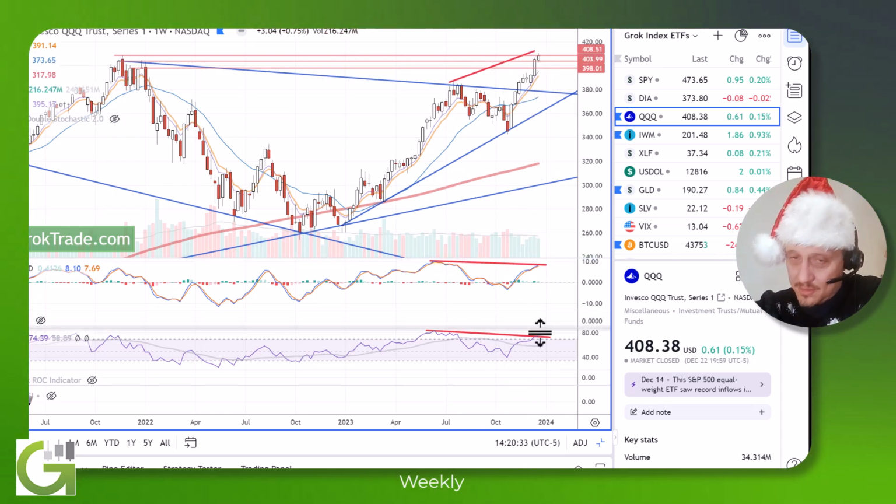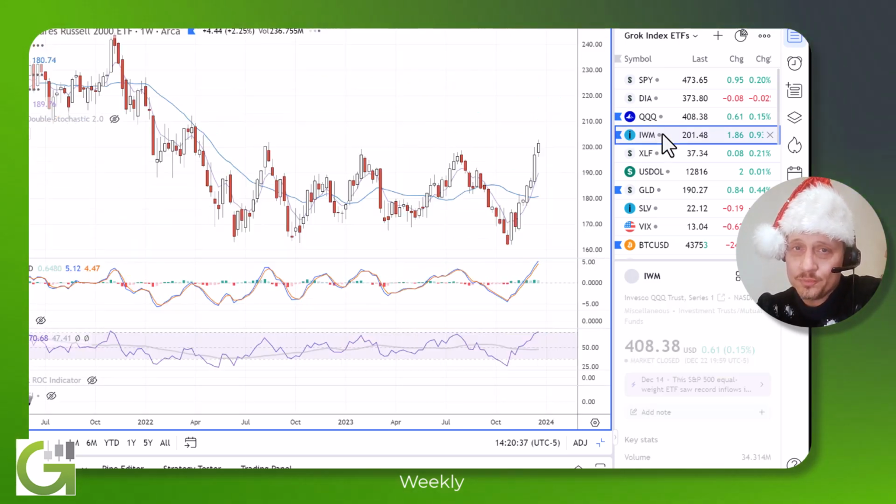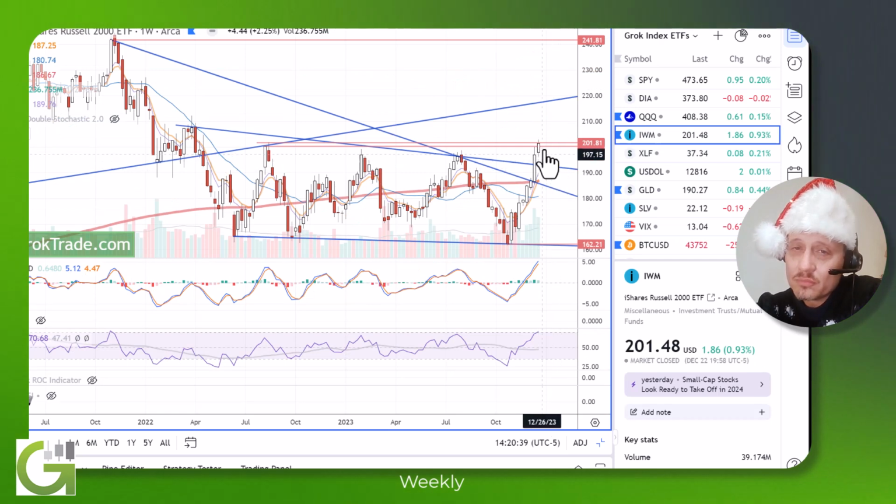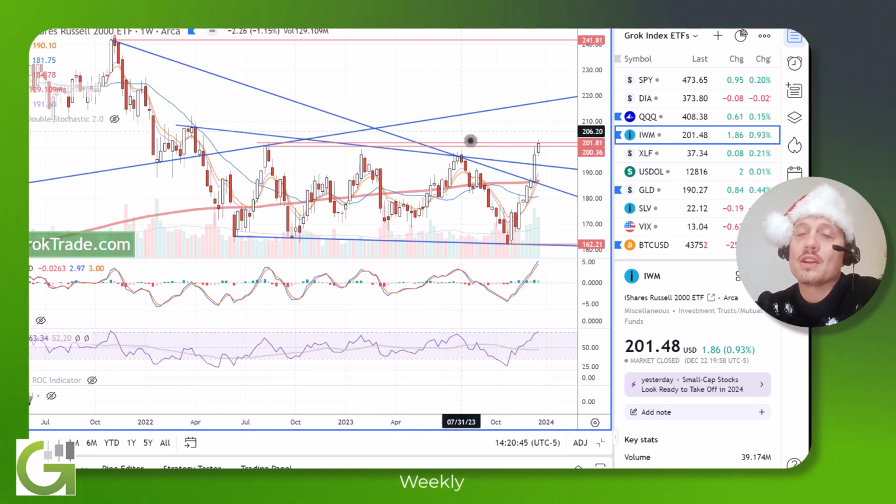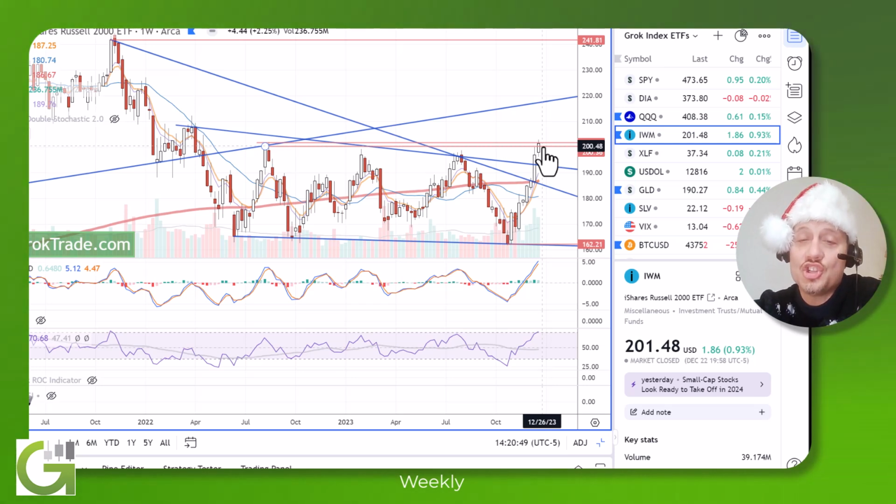MACD divergence, RSI divergence, and if you go over here to the Russell 2000, look at this, we're over here, but we're not at all-time highs. Russell 2000, very laggy compared to the rest of the markets. We're not challenging all-time highs. This is something that's noteworthy. You guys should pay attention to this.